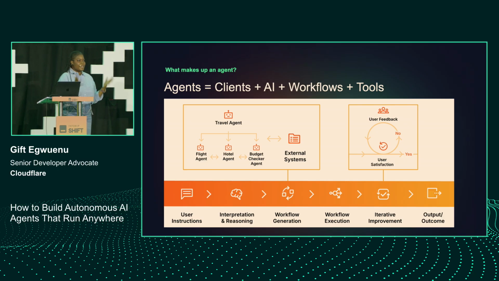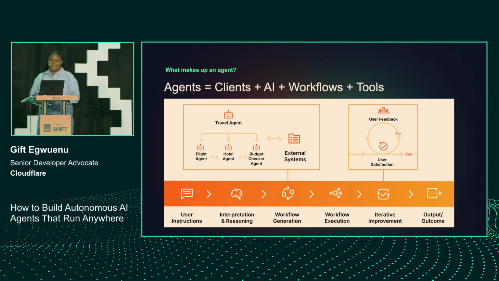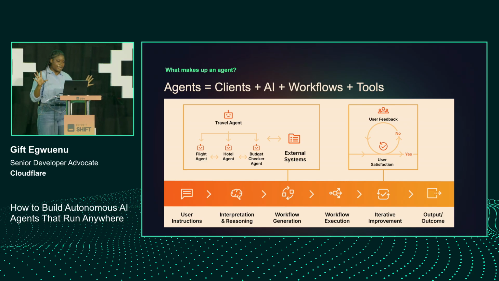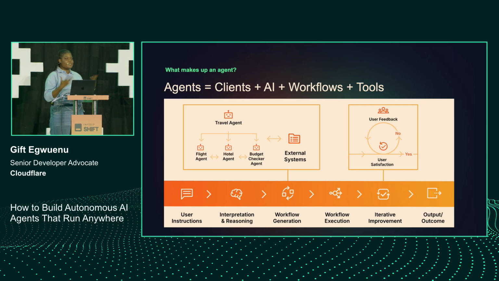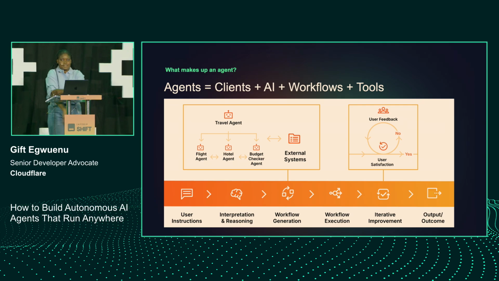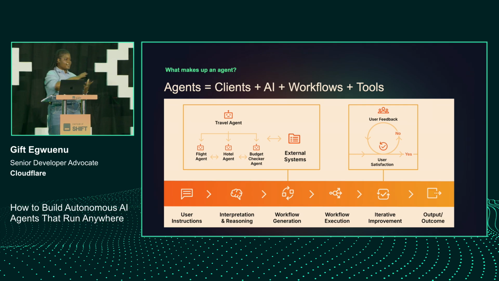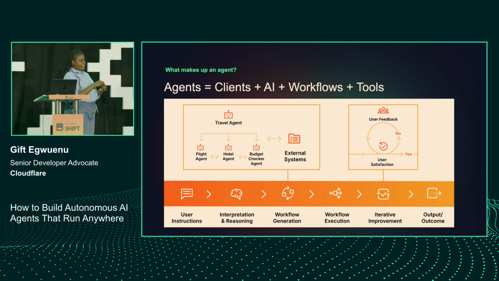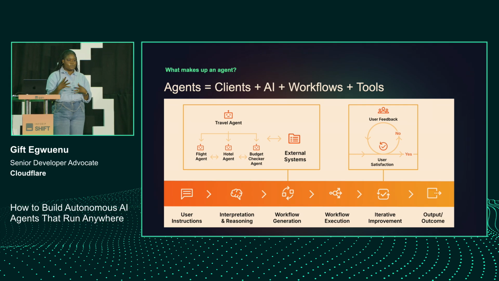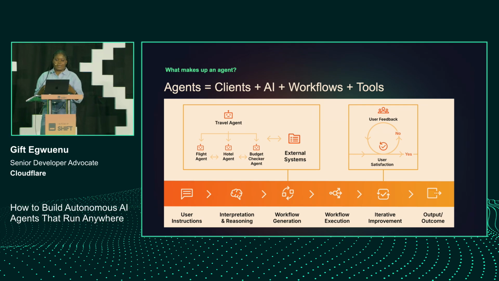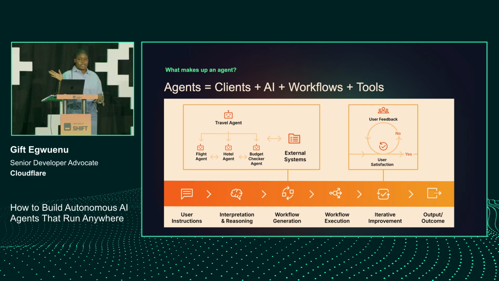But what makes up an agent? In this talk, I am going to be outlining 4 different parts that make up an agent. Of course, this could be different for different people, but this is how I like to see it. So first, we have the client, then we have AI, we have workflows, and then we have tools. So let's talk about these 4 things using the architecture here.